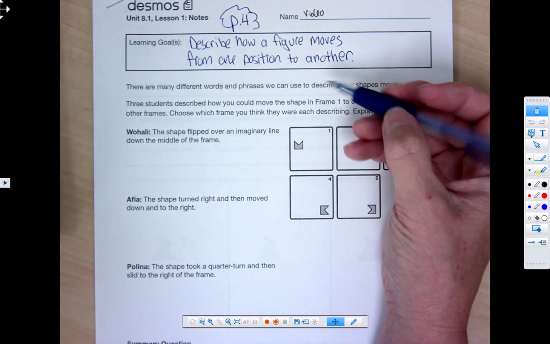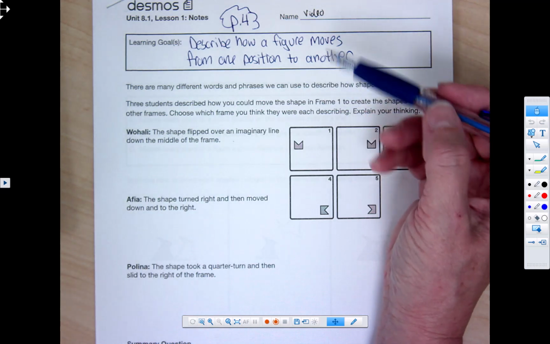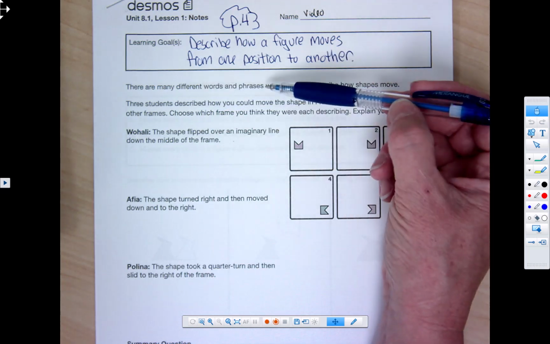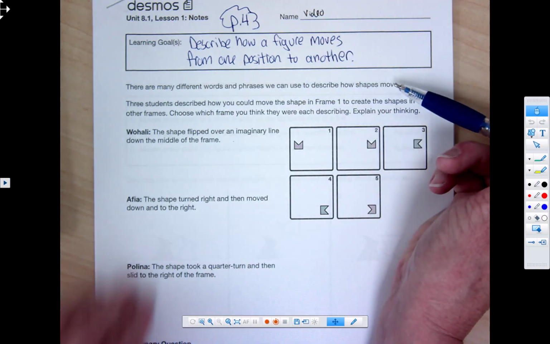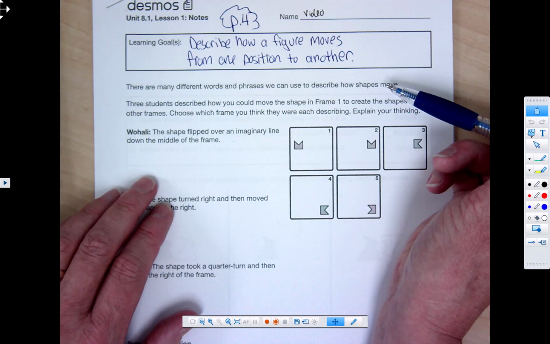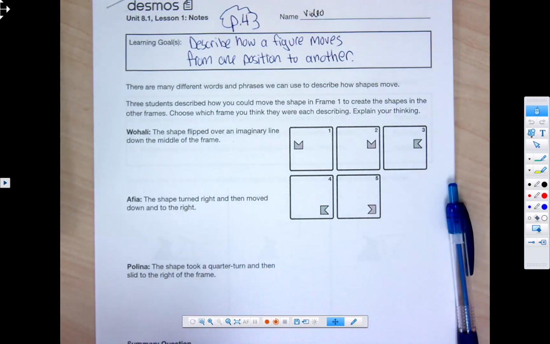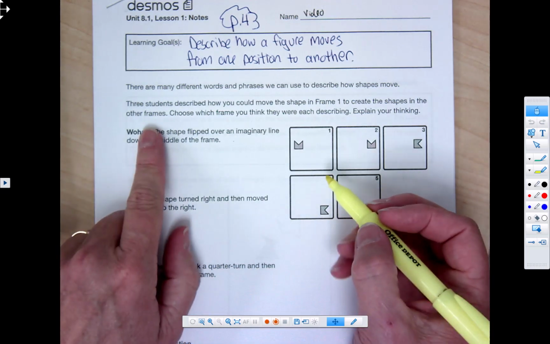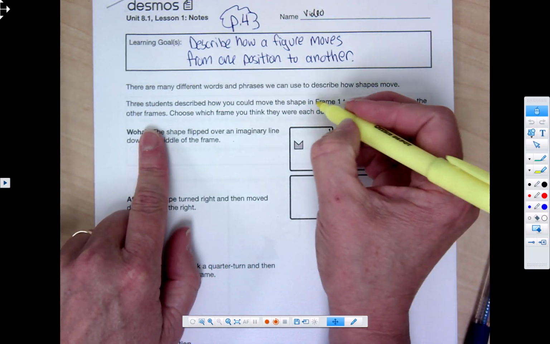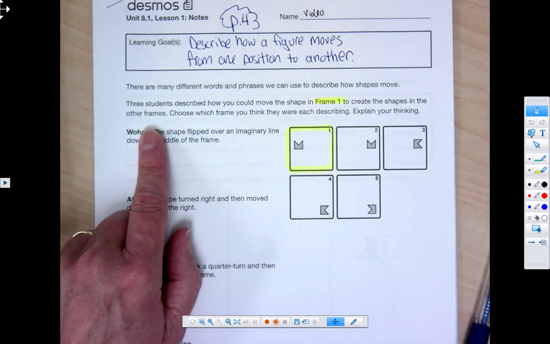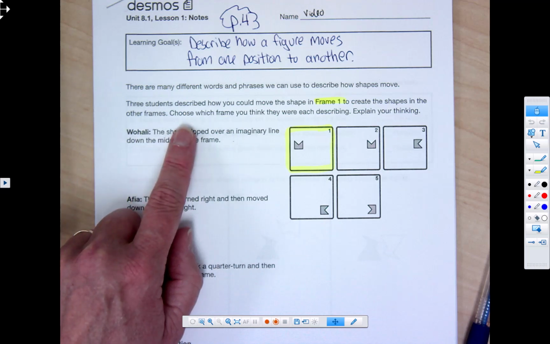In our lesson on Desmos, we tried to describe some different kinds of movements that we saw. And there were many different words and phrases that we could use to describe how those shapes moved. So to get a reminder of what you did in the activity, we have 3 students describing how you could move the shape in this first frame to create the shapes in the other frames. And we're asked to choose which frame you think each of these 3 people was talking about.